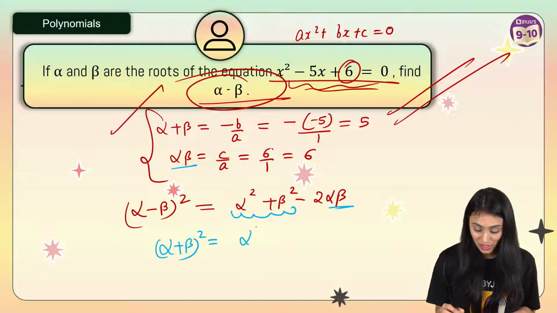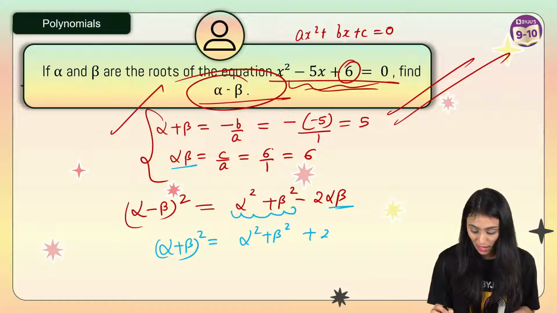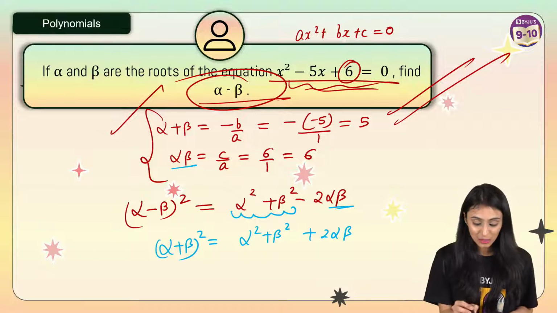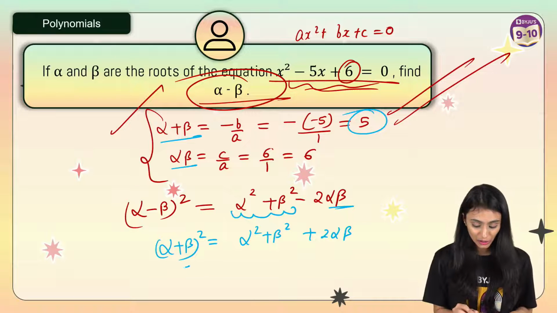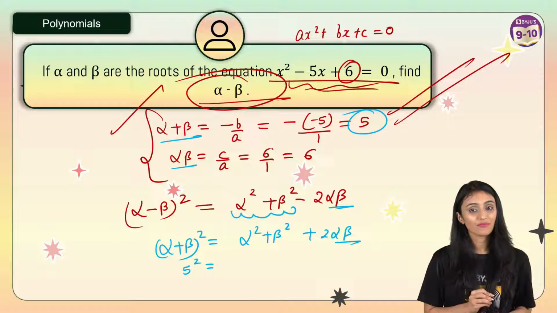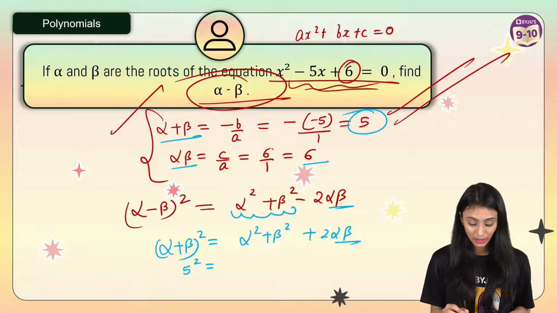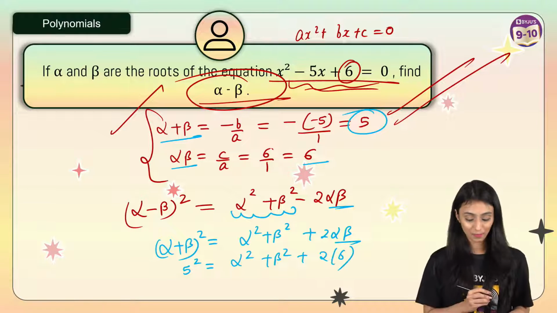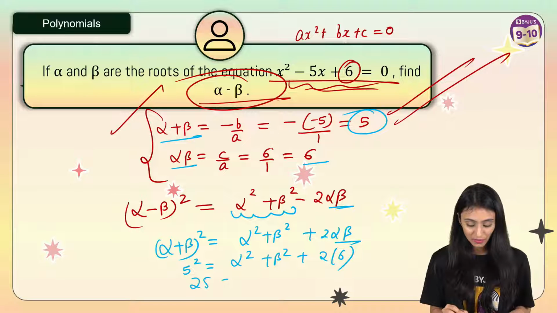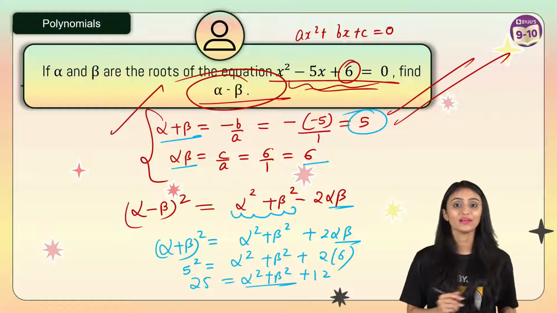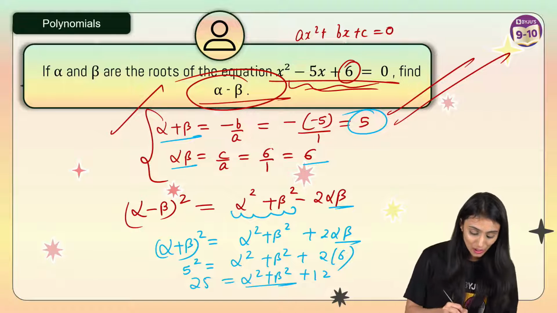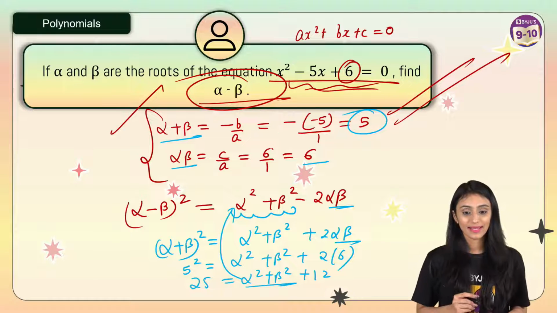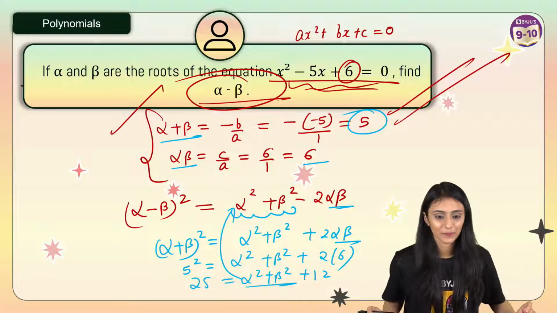That's going to be alpha square plus beta square plus 2 alpha beta. What is alpha plus beta? You have that value, 5. You can put it here, right? You have alpha beta, that's 6. You can put it here. Then you can say 25 equals alpha square plus beta square plus 2 times 6, that's 12. From here you get the value of alpha square plus beta square. Then you can put it here. Yes, I hope this is clear.